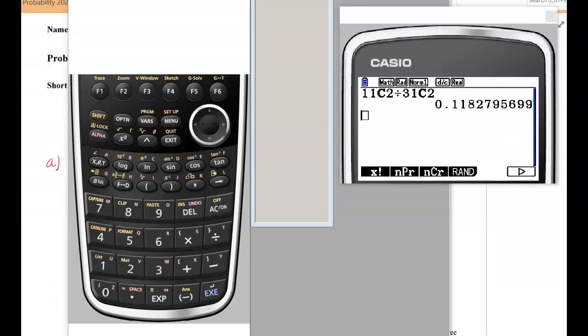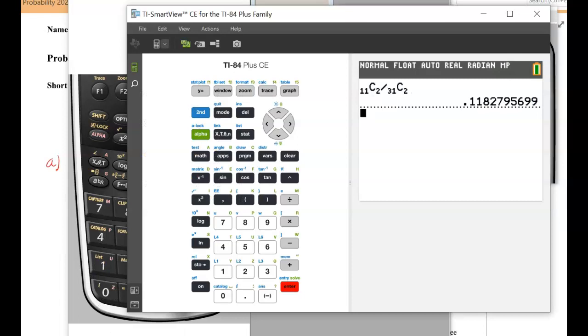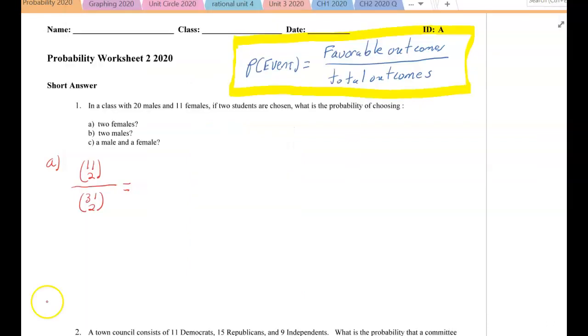On the Casio, you would type in 11 choose 2 divided by 31 choose 2, and you can see that decimal on the screen, 0.1183. And on the TI, you would type it in the same way, 11 choose 2 divided by 31 choose 2, and you get the same decimal. We showed you in the last unit where the combination button was. So the answer to this problem is 0.1183.